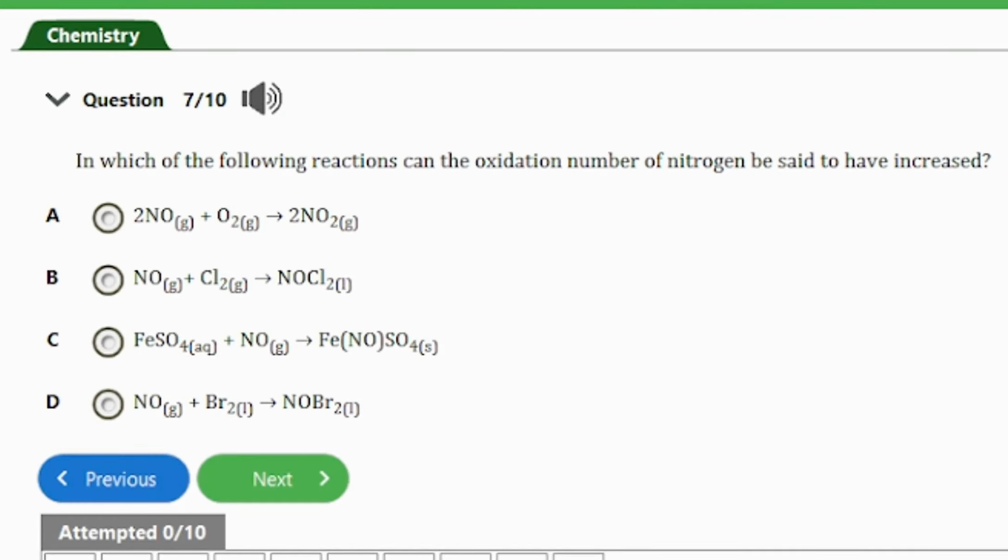Question number 7. It says, in which of the following reactions can the oxidation number of nitrogen be said to have increased? So guys, we have a couple of reactions here. With this, we don't even need to dwell much on this question. Option A here will be the correct answer. We have nitrogen(II) oxide reacting with oxygen to give nitrogen(IV) oxide. So it means the oxidation number of nitrogen increased in this first equation. So that's it, guys, for that question.